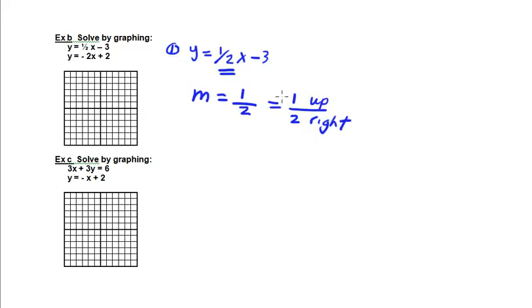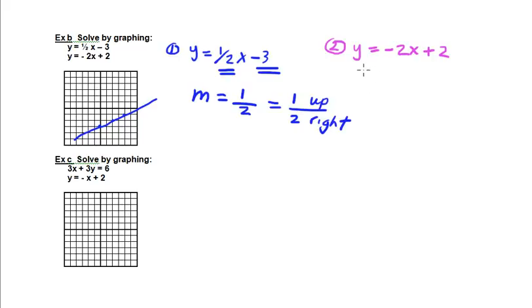So that slope tells us where we're going to move in reference to our y-intercept, but our y-intercept is at negative 3, and that's where we're going to anchor on the y-axis. And from that point, then if we go 1 up and 2 to the right, we can plot a number of points, and again 1 up and 2 to the right. And then we can connect the dots to draw the line.